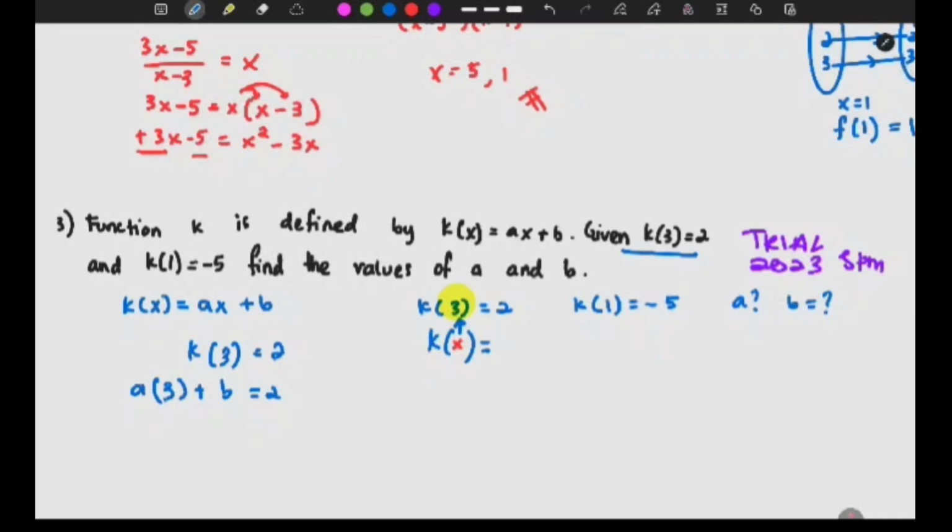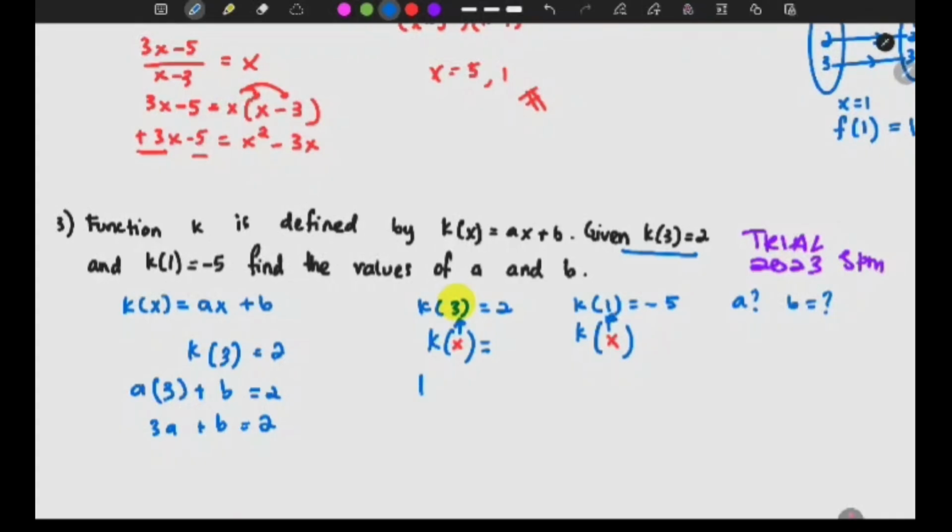Same thing, whatever inside my bracket, it's always telling the x. So same thing, I change the x all to 1. So k(1) equals -5. And what is my kx? My a is my a, I don't know, and my x is 1 this time. So I replace it with 1. This one 3, I replace it with 3.